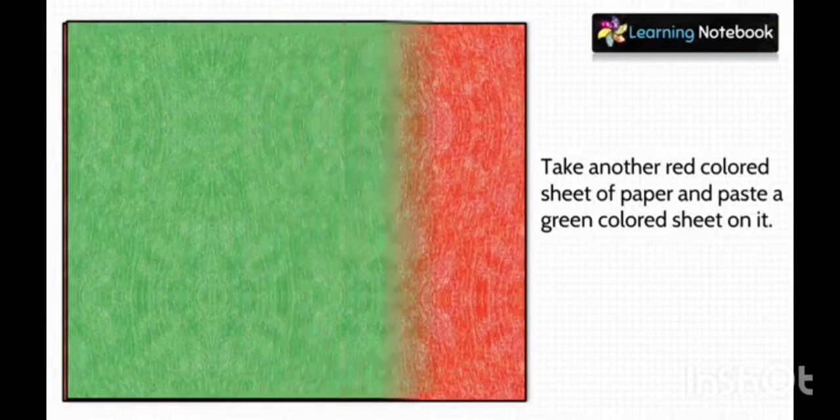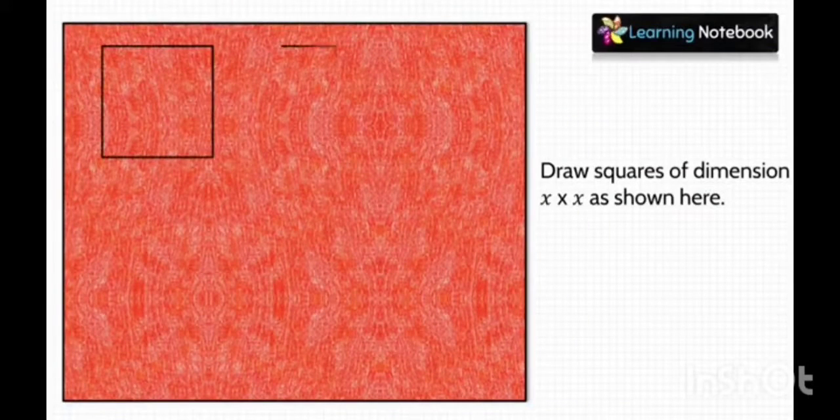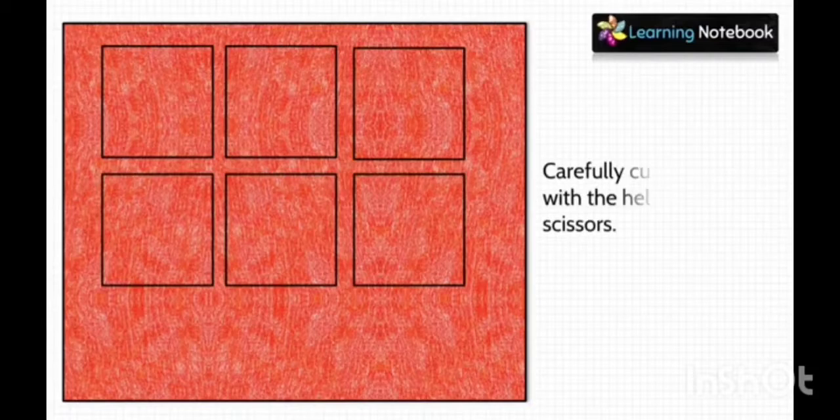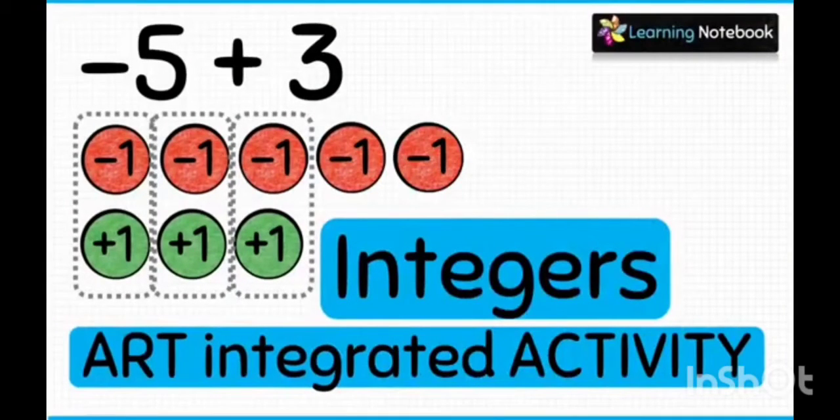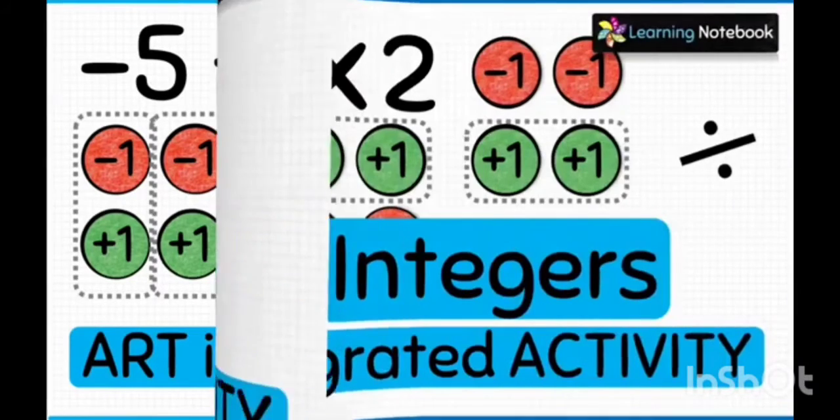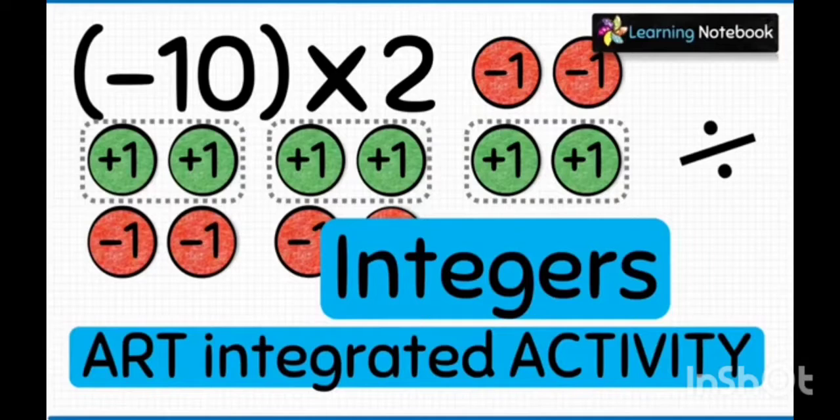Now students, again take another red colored sheet and paste a green colored sheet on it. And this time we will draw and cut out squares of dimension x into x units on it. Students, we have lot of art integrated activities on integers like addition and subtraction of integers, multiplication and division of integers. So do watch these videos.